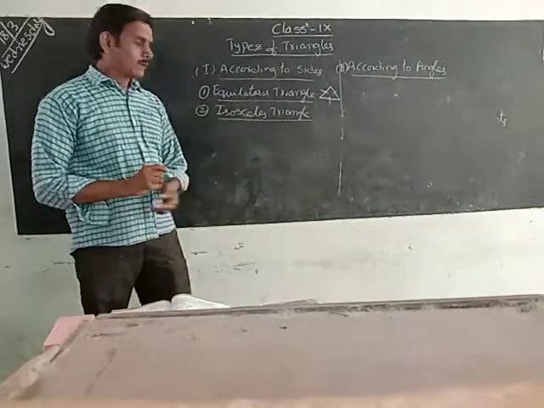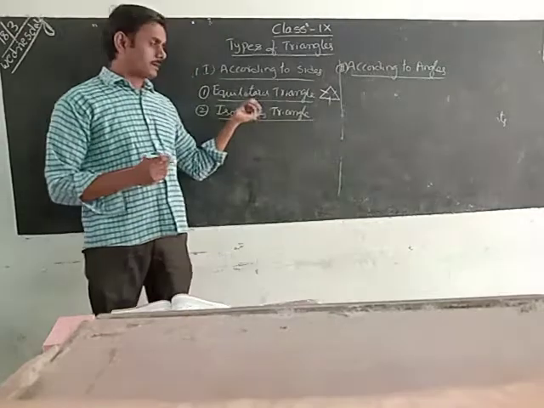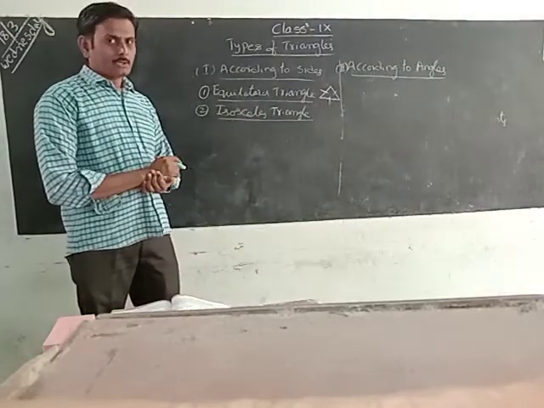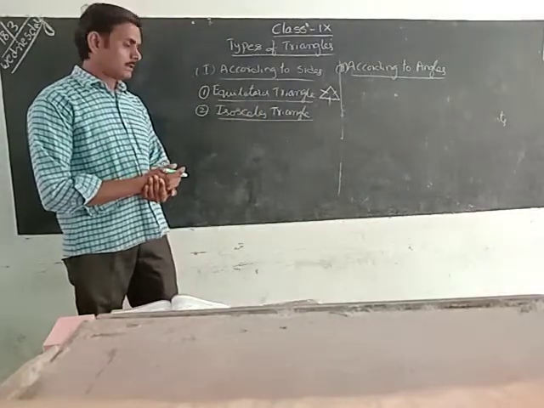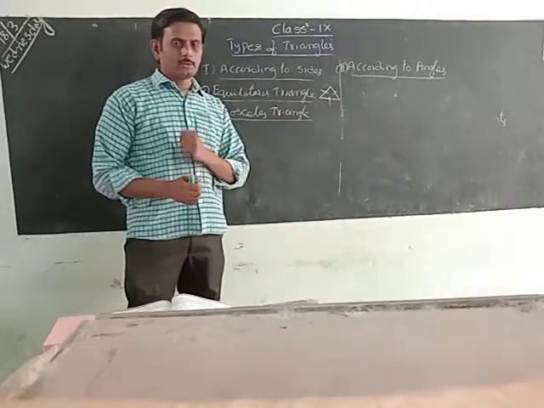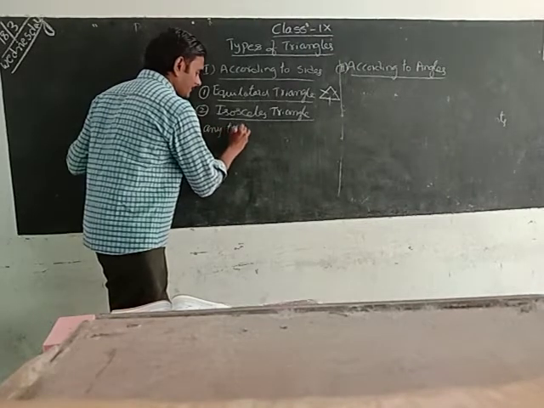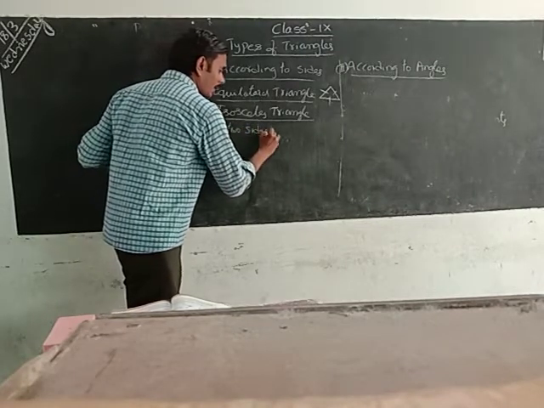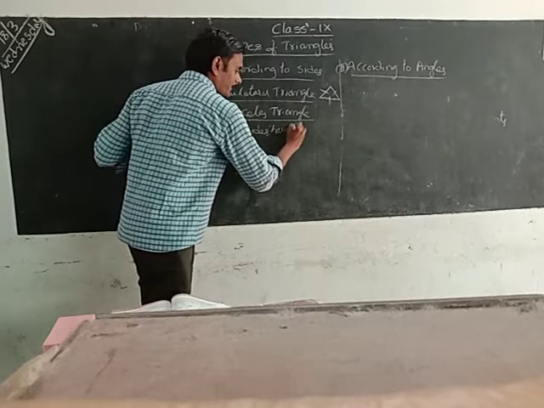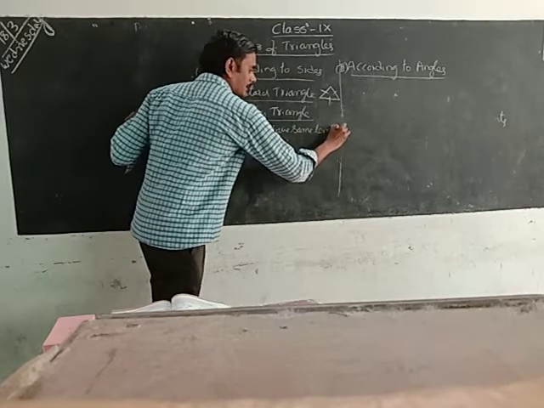Isosceles triangle. What is meant by isosceles triangle? It is a little bit different from the equilateral triangle. What is the difference? A triangle has three sides, and any two sides should have the same length. Any two sides having the same length.